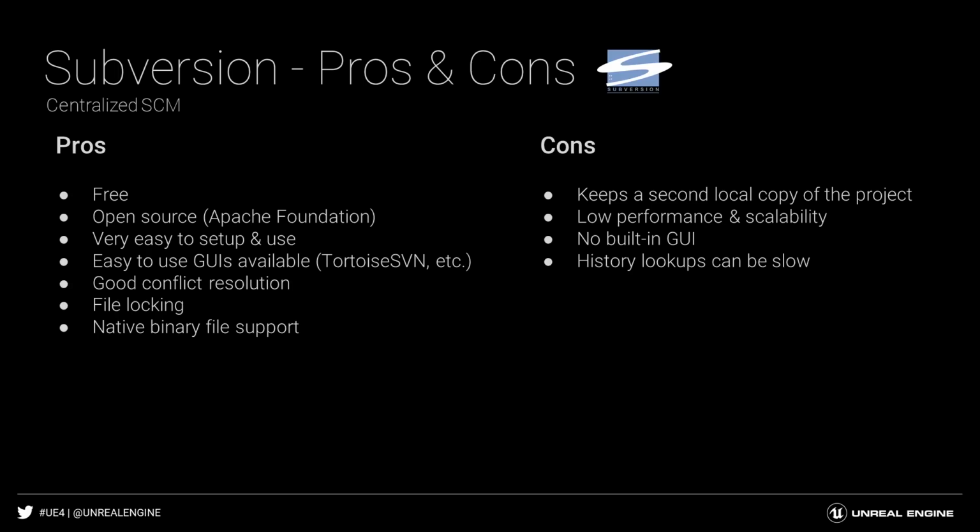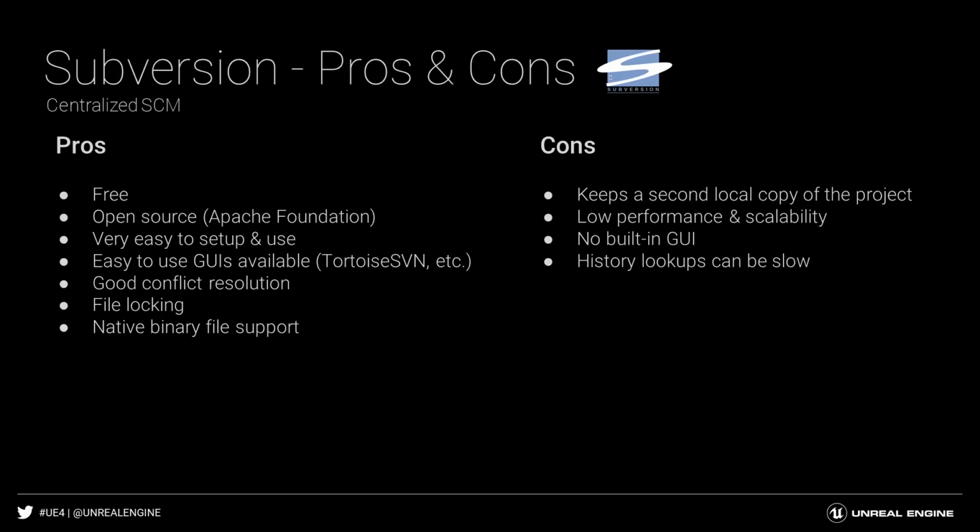Also, many users have complained that history lookups can be slow. And finally, if you prefer a distributed version control system like Git, keep in mind that Subversion is another centralized option.